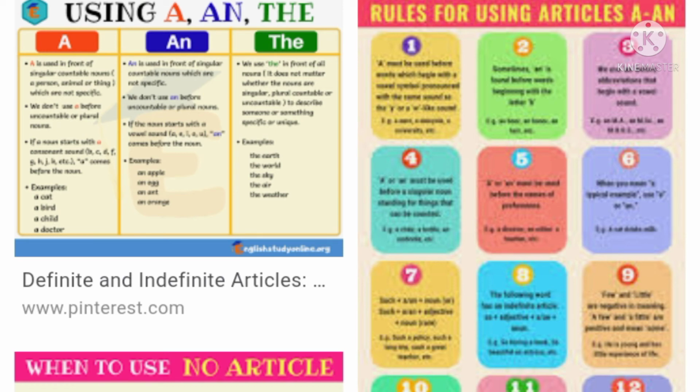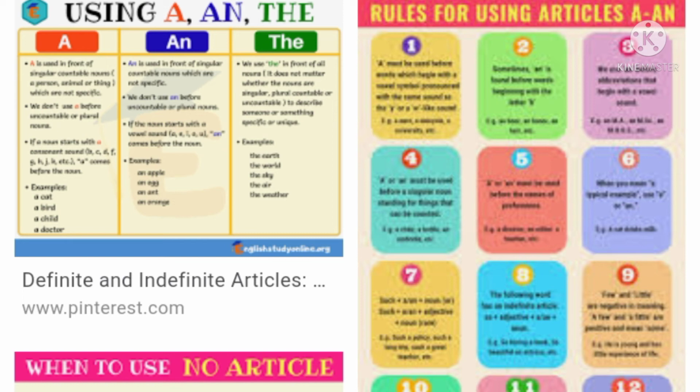So we should not use any article with the names of the continents, Asia, Europe. So we shouldn't use any article. Names of islands, we shouldn't use any article. Names of the languages, we shouldn't use any article. Names of the academic subjects like mathematics, physics, chemistry. So there's no need of any article over there.